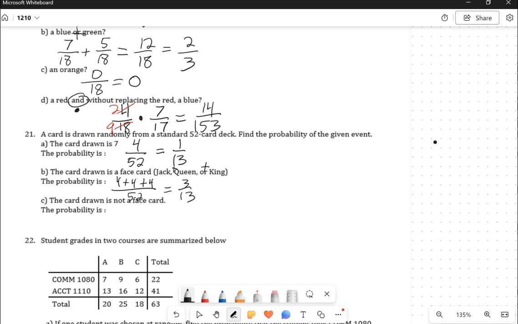The card drawn is not a face card. Well, since we just did face card, we can do the probability of not, which is 1 minus the probability of is. That would be one way. Or, how many are not face cards? There are a total of 12 face cards. So there's 52, 12, 52, 40. There's total 40 that are not face cards. Reduces to the same thing.